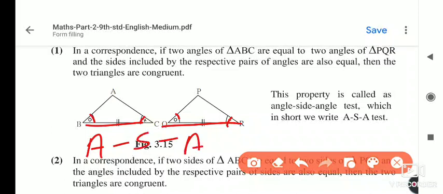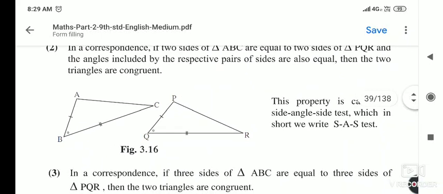ASA test of congruency means two angles of the first triangle are equal to two angles of another triangle, and the side included by this pair of angles is equal to the side included by the pair of angles of the other triangle. Then these two triangles are congruent to each other by the ASA test of congruency.